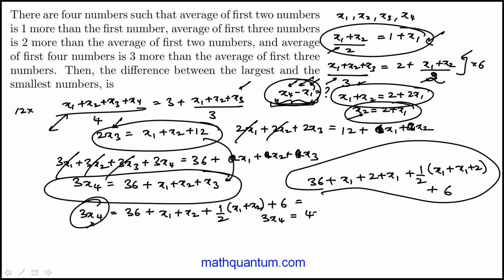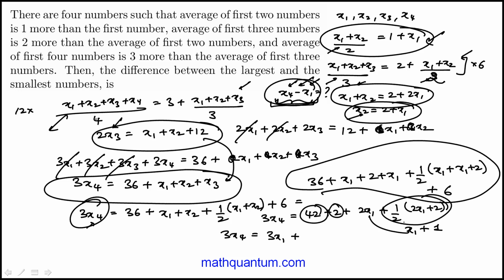36 plus 6, that's 42, plus 2 plus 2x1, plus half of 2x1 plus 2. And then that's going to become x1 plus 1. So that becomes 3x1. So 3x4 is 3x1, 42 plus 2 plus 1, which is 45. Divide both sides by 3. And now we get the difference, which is what I needed for the question. And that's answer 15.